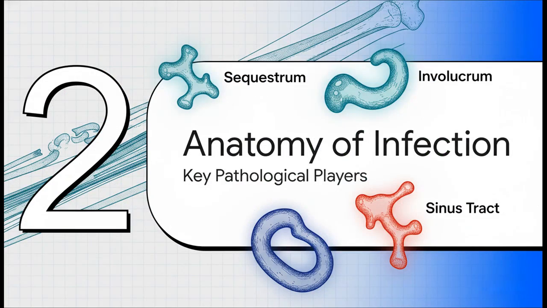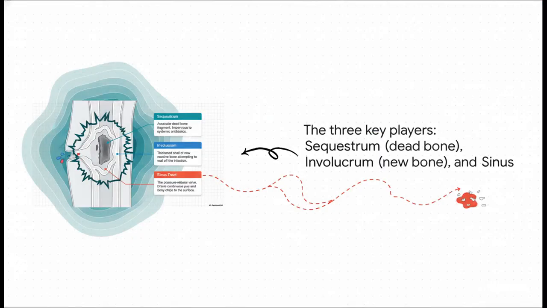Now, let's move to Section 2. To win this fight, you absolutely must know the enemy. We're going to look at the anatomy of the infection and identify the 3 key pathological players you have to know by name: the sequestrum, the involucrum, and the sinus tract. Think of this as the battlefield inside the bone.